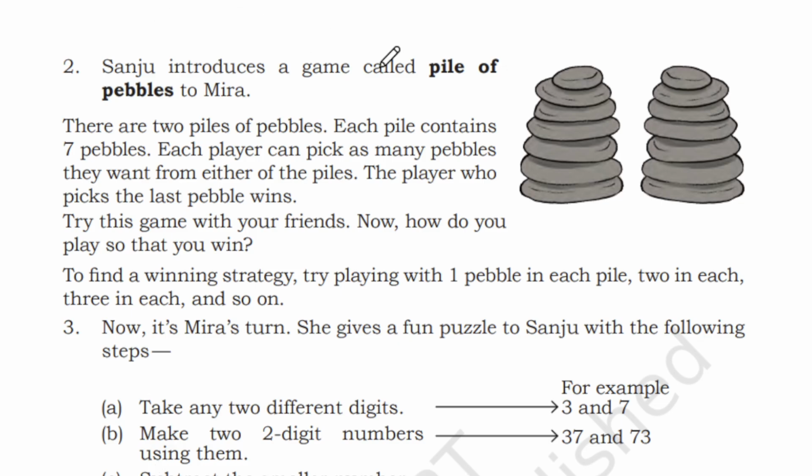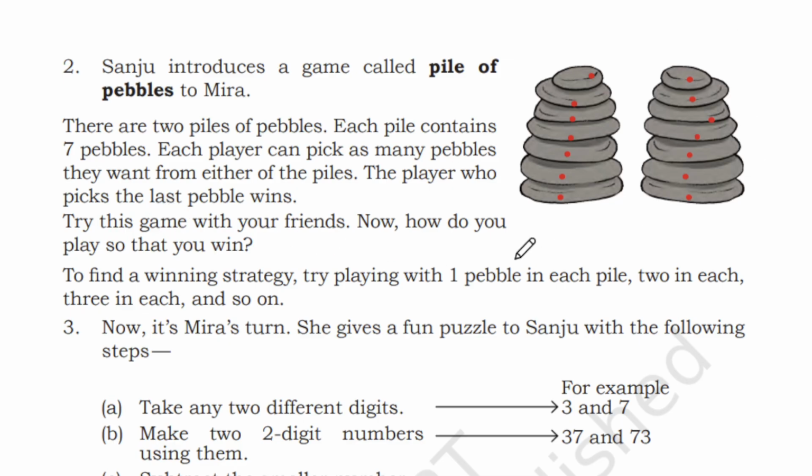Sanju introduced a game called a pile of pebbles to Meera. So this game is a pile of pebbles. There are two piles of pebbles. Each pile contains seven pebbles. So how many does each contain? We have 1, 2, 3, 4, 5, 6, 7, and 1, 2, 3, 4, 5, 6, 7. Seven in each pile. Try this game with your friend and figure out how to play so that you win.